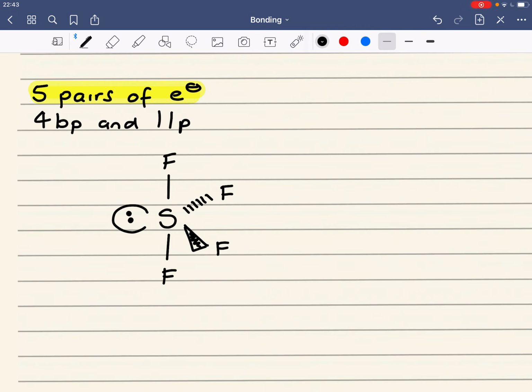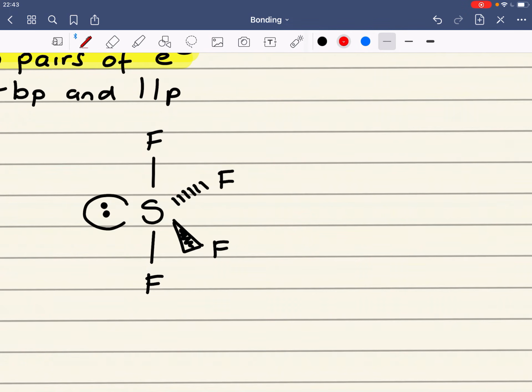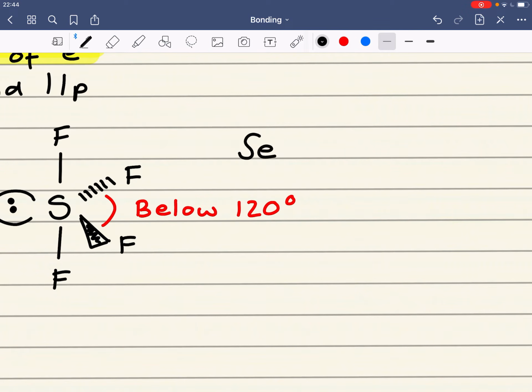Now, the inclusion of this lone pair is going to reduce the bond angle here to, again, below 120 degrees. Again, a sensible answer would be fine. I think it reduced it by quite a bit. I think it's supposed to be around 105, but I think if you were to give a sensible answer below 120, you would get a mark for this. And the name of this shape is called a seesaw.